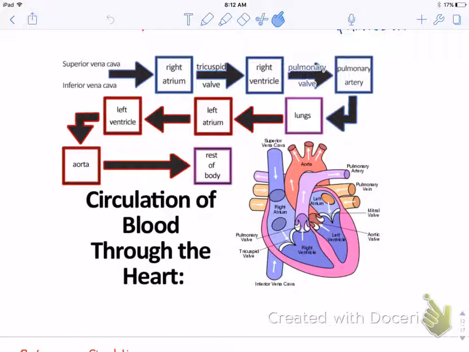So if we start with the superior vena cava right here, blood is going to enter the right atrium, which is right here, and from the right atrium, it's going to go to the tricuspid valve, which is right here. And then from the tricuspid valve, you're going to go to the right ventricle, which is here. And then you're going to go to the pulmonary valve. The pulmonary valve is going to be right here.